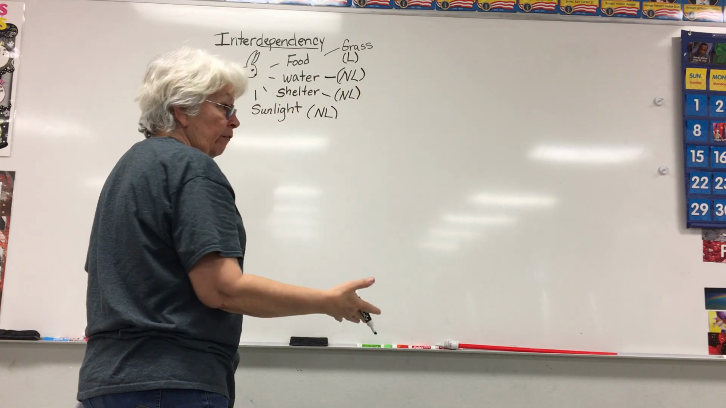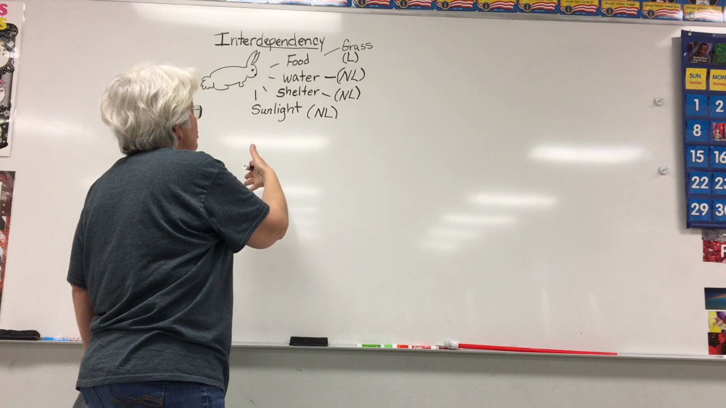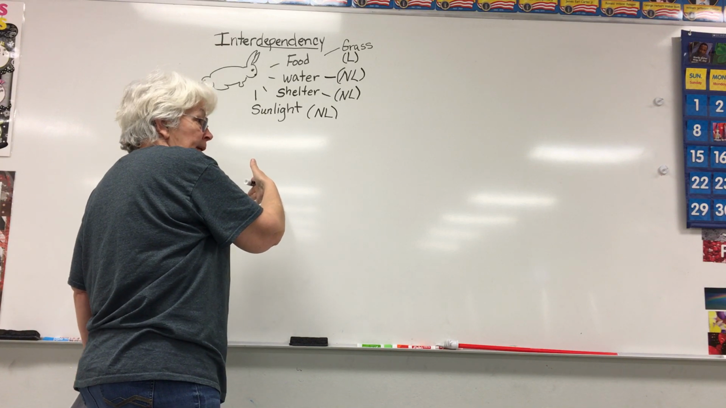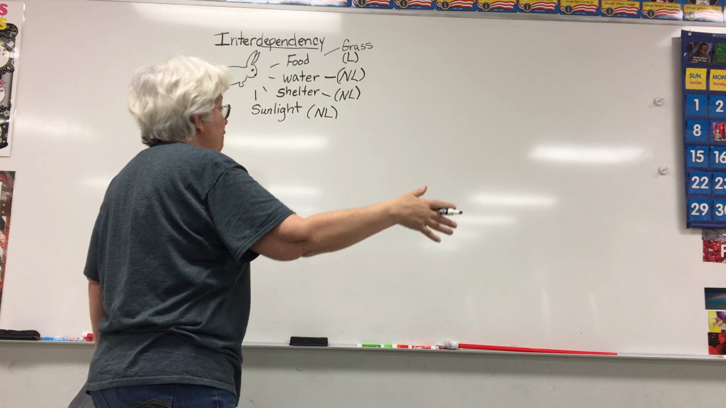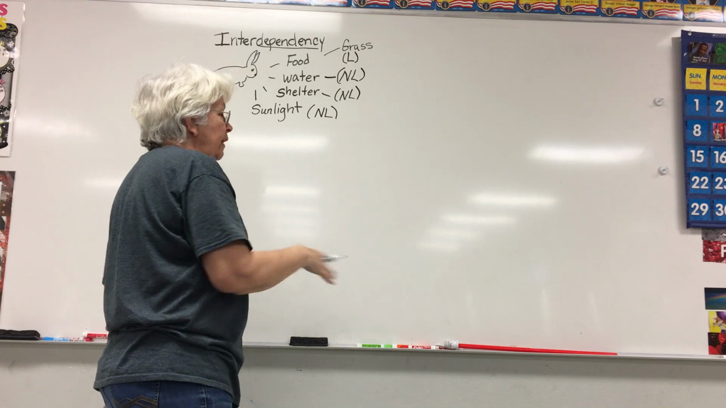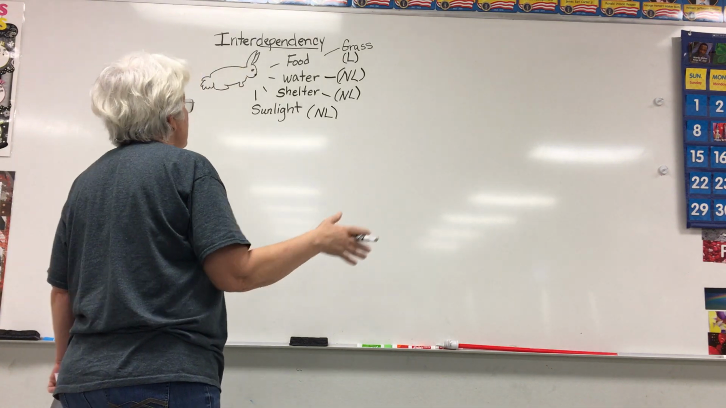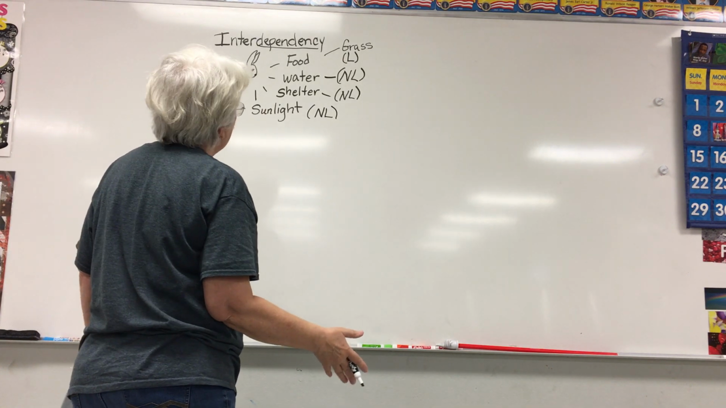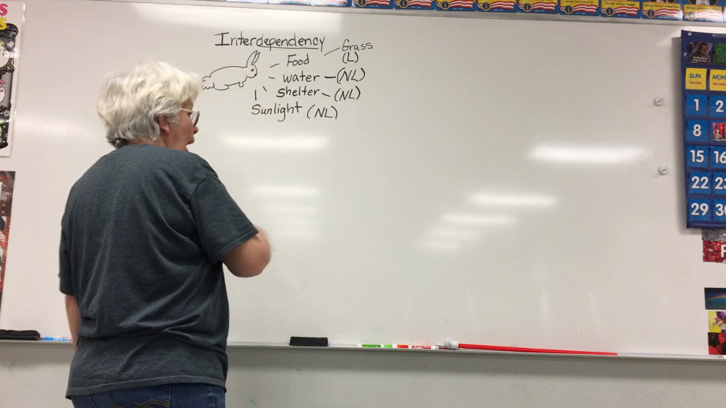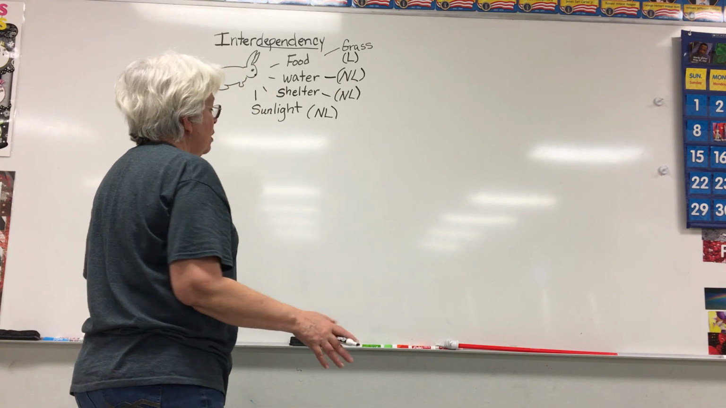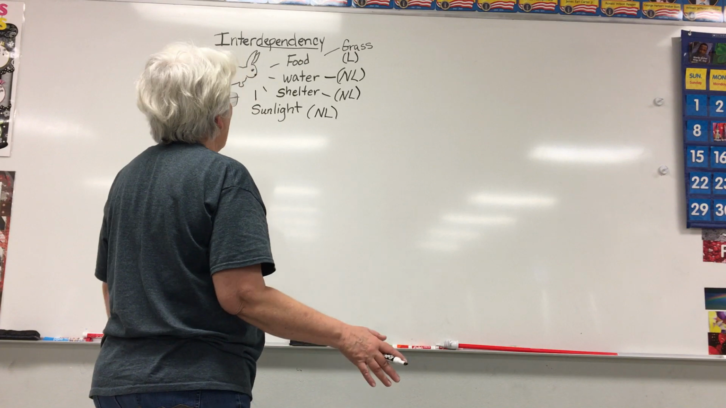If we ran out of grass, what would happen to the rabbit? Say you have a pasture, and these rabbits have lived in this pasture for years and years, and all of a sudden the farmer decides to put cows on that pasture, and they put too many cows on there, and the cows ate all the grass away.